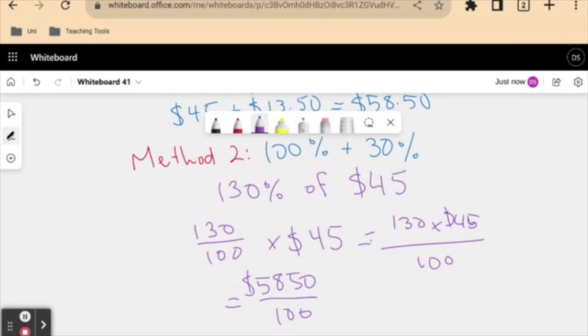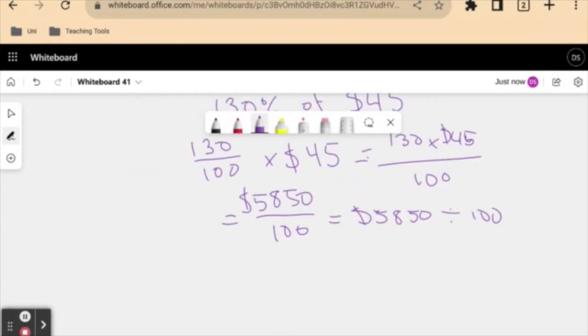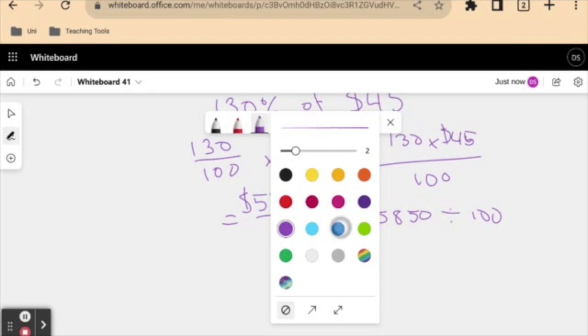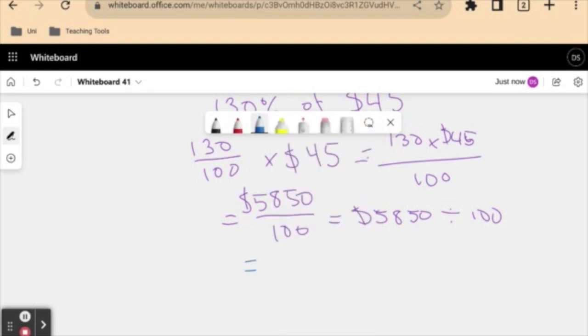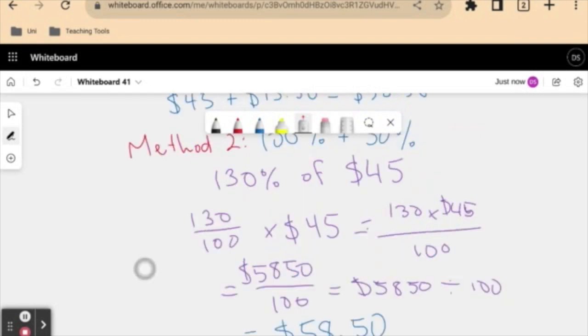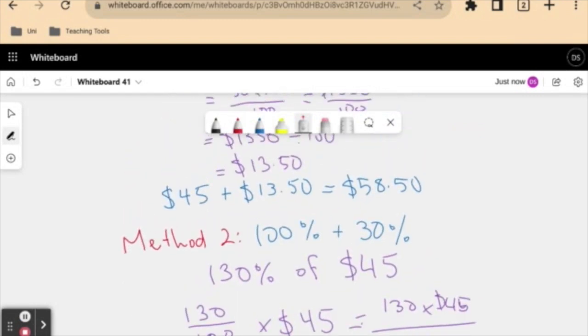Now, dividing by 100 here is just going to shift our decimal point 2 spots. And look at what we get when we do that. When we do this number here, divided by 100, shifting 2 decimal places, we get our final answer of $58.50, which is the exact same thing that we got with our other method.